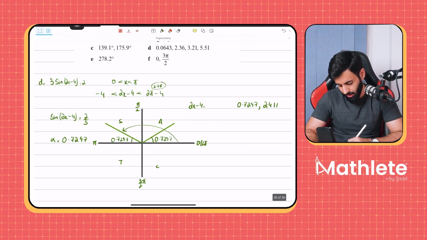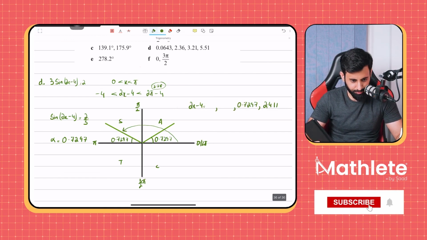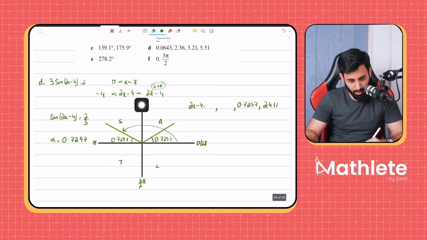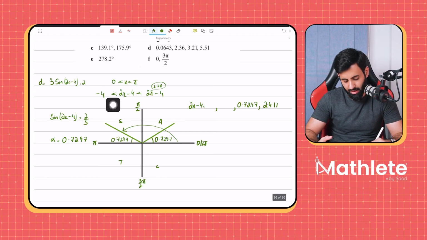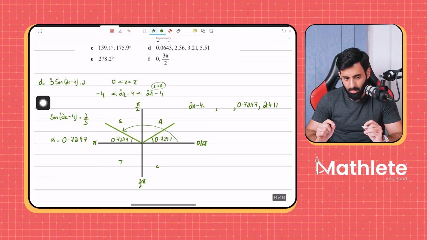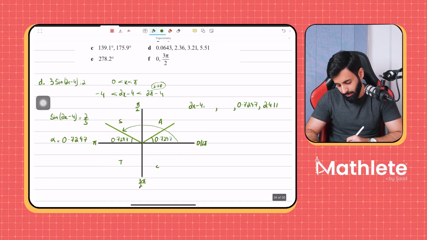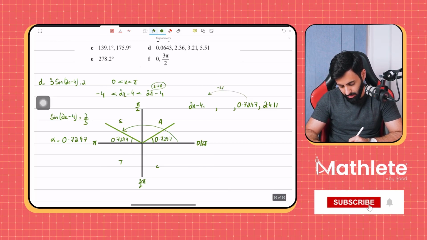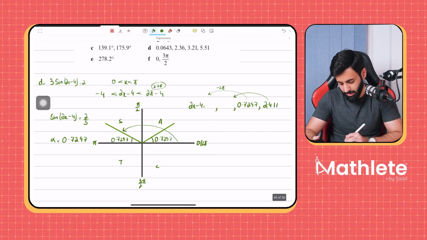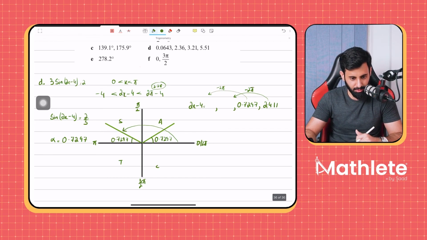However, here's the thing. Pay close attention now. A range is on the negative side as well. So we will keep this 2.411, but we're not going to include it as our final answer. However, we will find out the solutions in the previous cycle, for which we're going to subtract 2 pi from both these values.